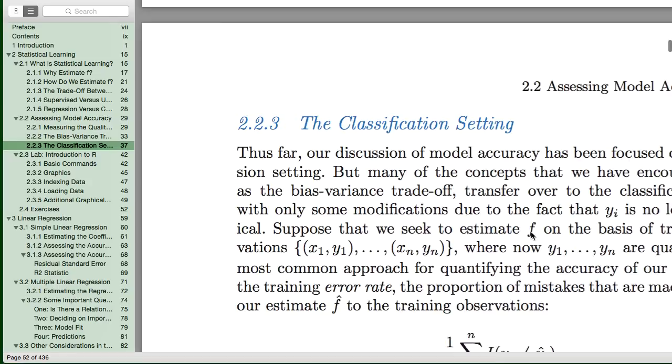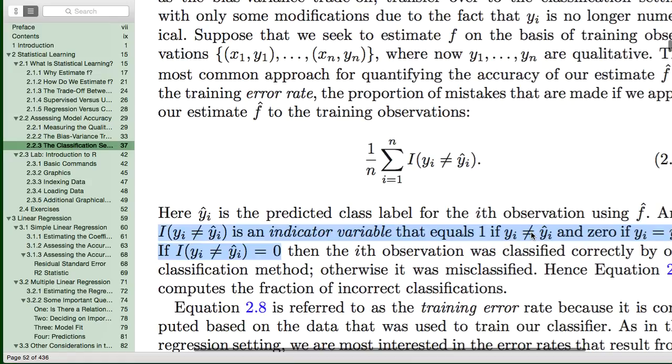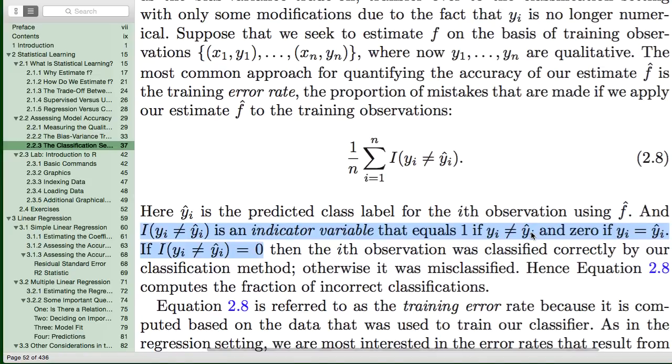An indicator variable is a variable that takes on a value of 1 in some situation and a value of 0 in some other situation. That's basically what an indicator variable is. What I've highlighted here is the indicator variable that we're going to use in something called the error rate. The idea is that it's 1 if what we observe is not the same thing that we expected to observe, and 0 if what we observe is the same thing that we expected to observe.